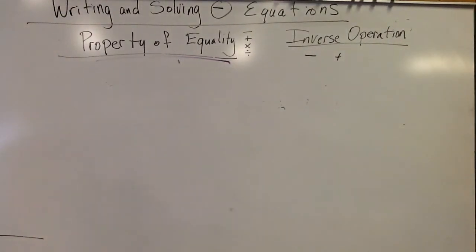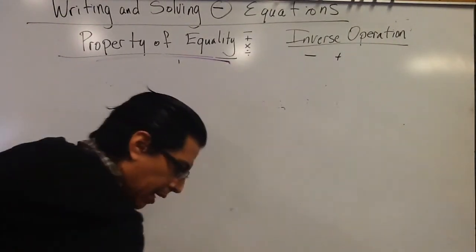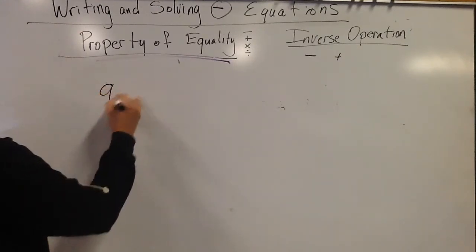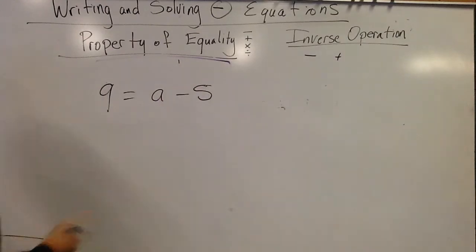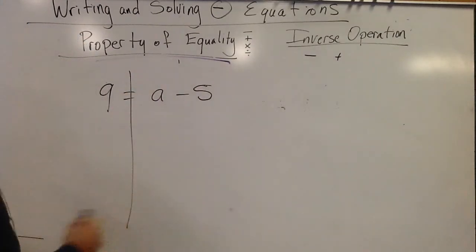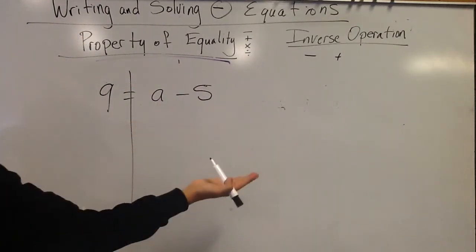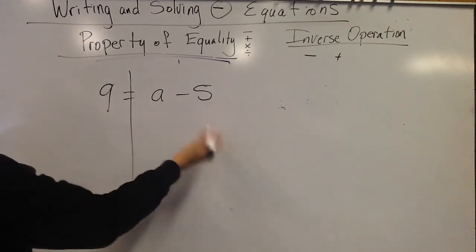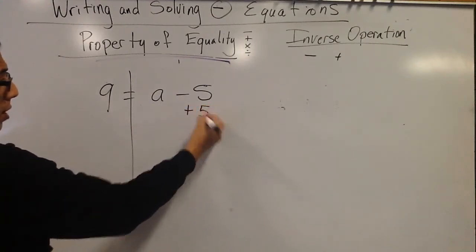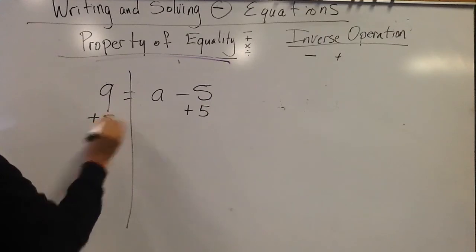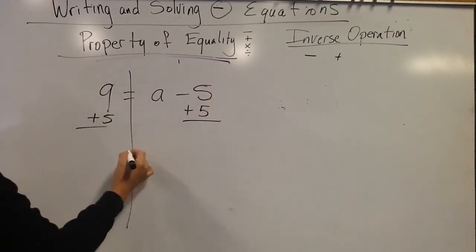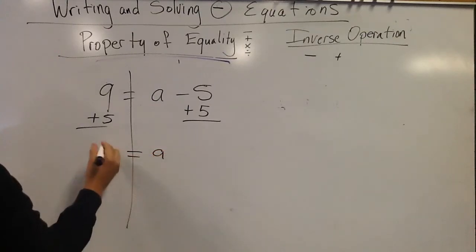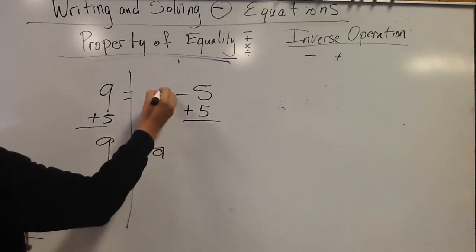All right, how about 9 equals a minus 5? There we go. All right, we draw my line. What's happening to a? We're subtracting 5. So what's the inverse of subtraction? Addition. So we're going to add 5. Add 5. All right, these are opposites, so it goes to 0. So I'm not going to even write it. So a equals 9. I'm going to do my a like that.